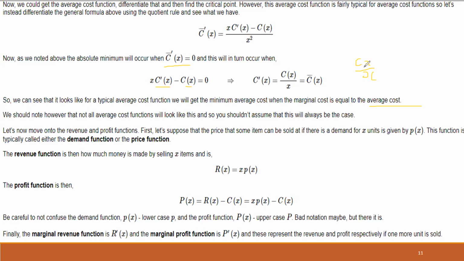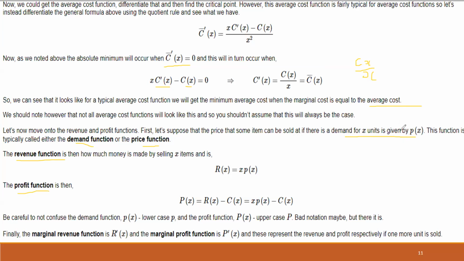Now I'm going to go on to some formulas, which are called the demand function, price function, revenue function, and the profit function. Let's now move into the revenue and profit function. First, let's assume that the price that some item can be sold at if there is a demand for x units is given by p(x). p(x) is this function here.